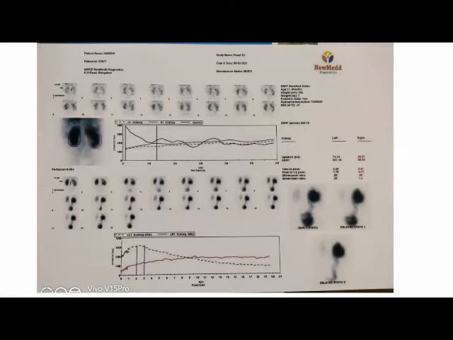And if you assess the right kidney graph, you can see that it is slowly peaking up, and after that it is going up rather than going down.